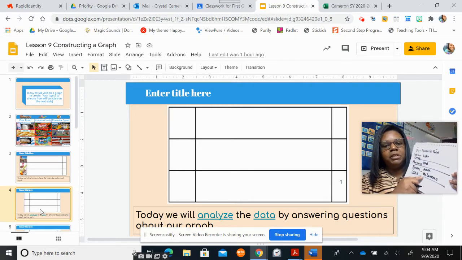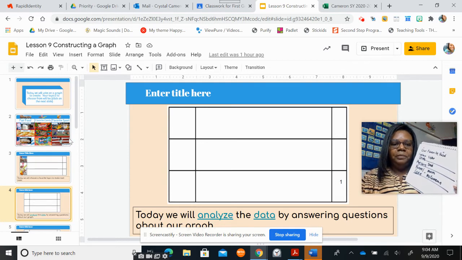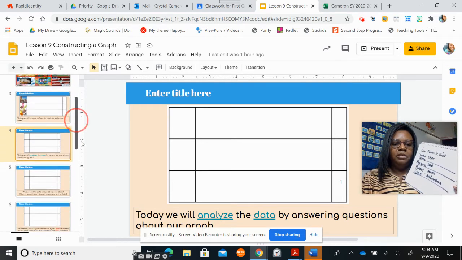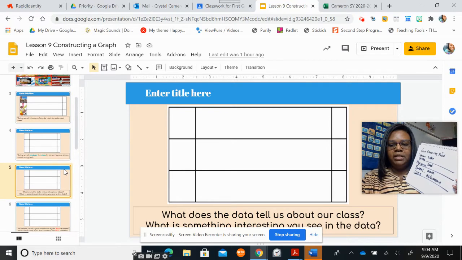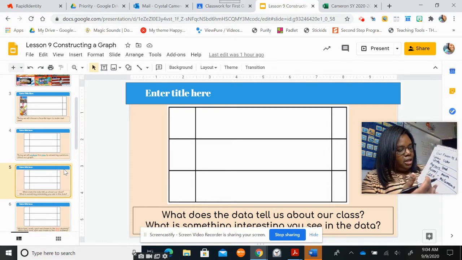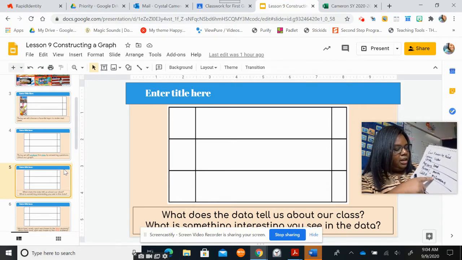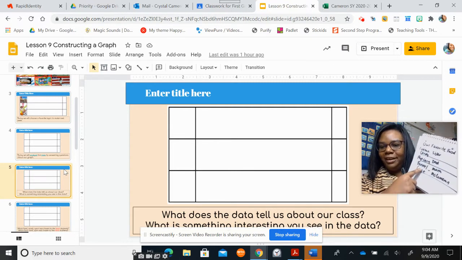You will not take tally marks. What you will do is write their names. And so what you would do next, on the next slide, is ask: what does the data tell us about our class? In other words, what does the data tell us about our family? That in our family, most of us like funnel cake.